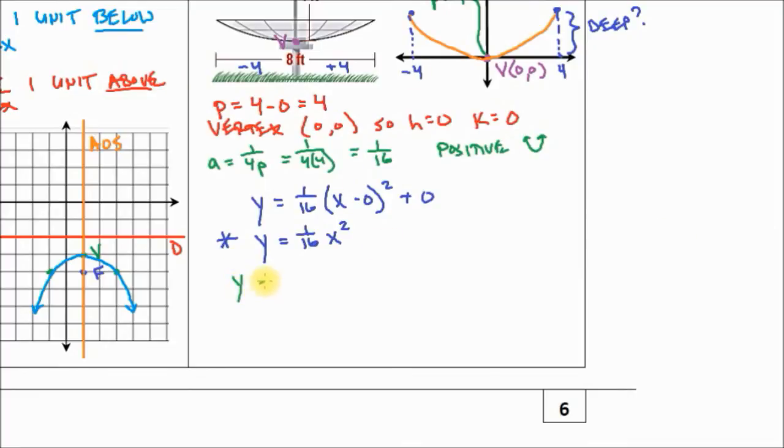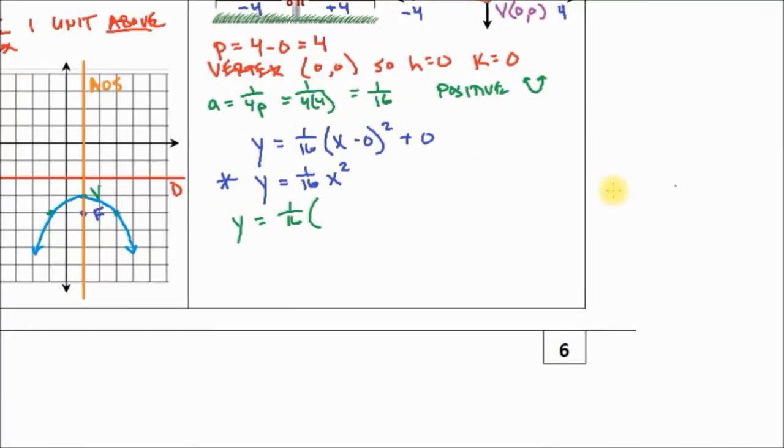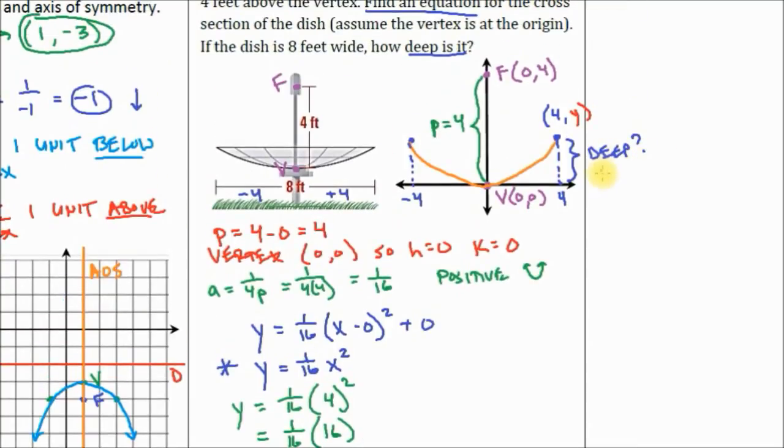We're going to say y is equal to 1/16 times, we know this point's x value is 4, so it's 4 squared. That means y is equal to 1/16 times 16. Well, that works out pretty nice. That means y is equal to 1. So y is equal to 1 foot. So this distance right here, the depth, I'm going to go ahead and write it here, is actually equal to 1 foot. And there is our answer to how deep it is.